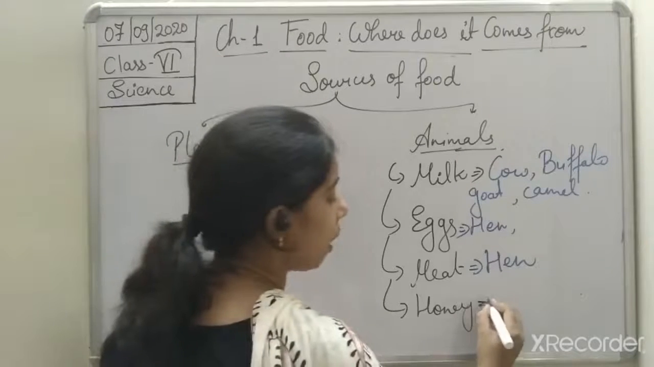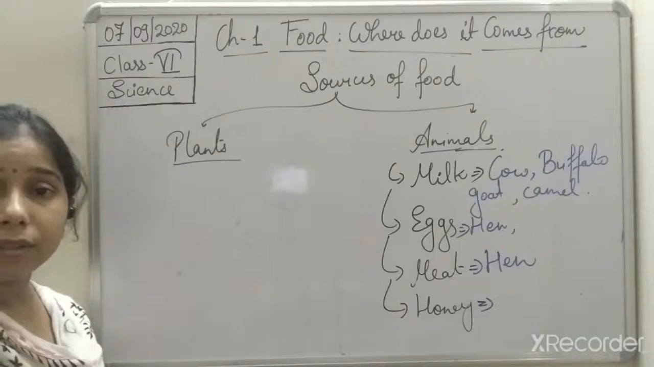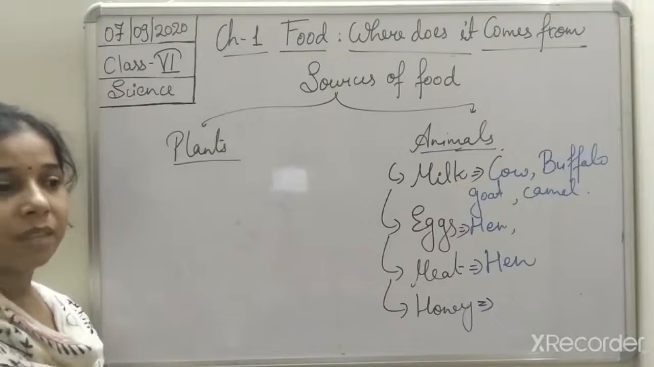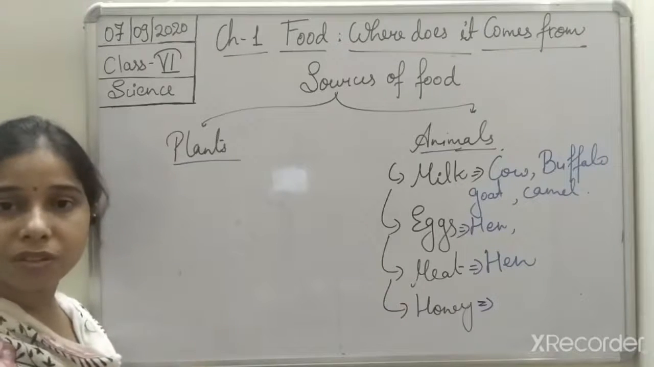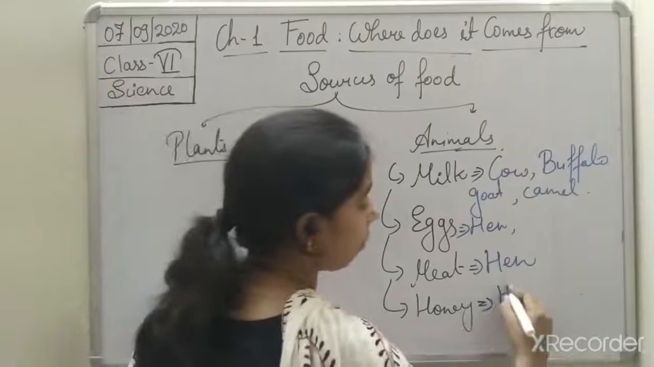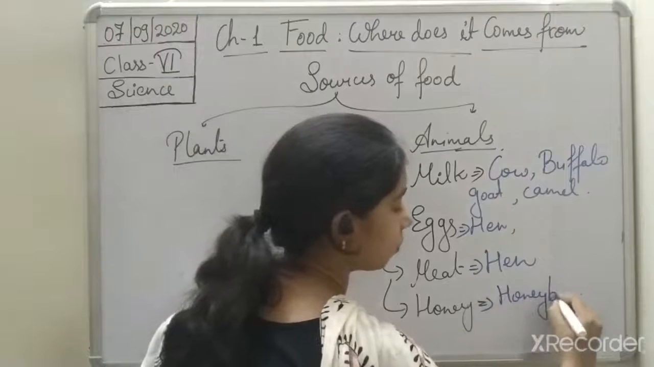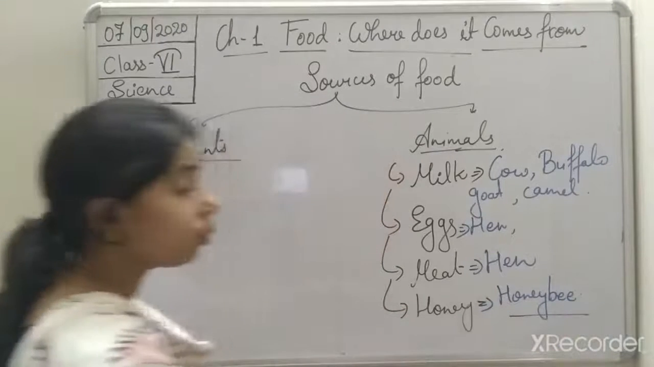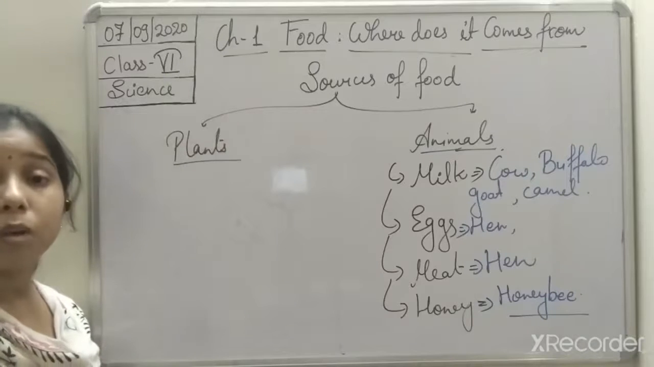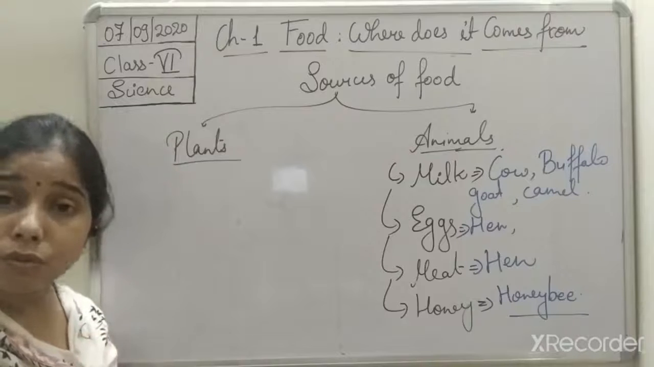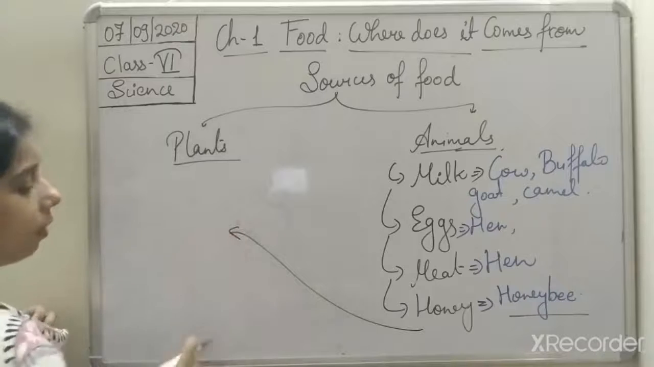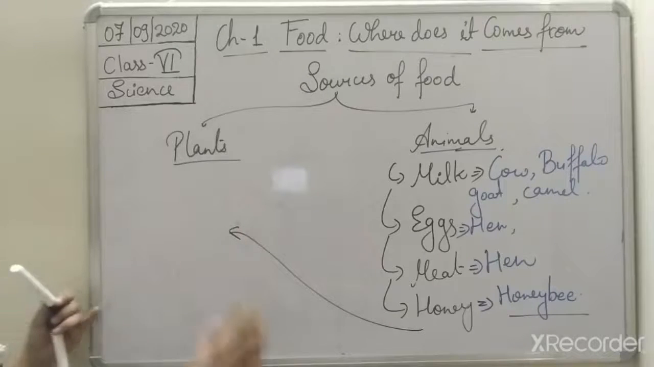Finally, you see here, student, honey. So this honey is a very important liquid, you can say, because this liquid is very nutritious and very good for our health. So that we obtain from the honeybee. Honeybees prepare this honey by taking the nectar from the flower. What is nectar, students? The juice of the flower is known as nectar.